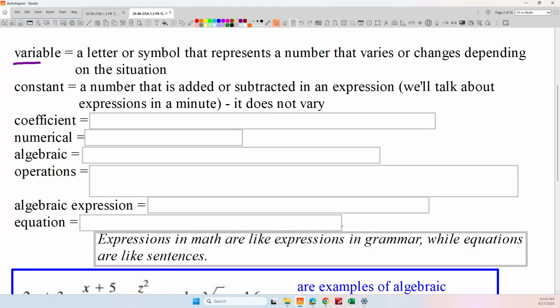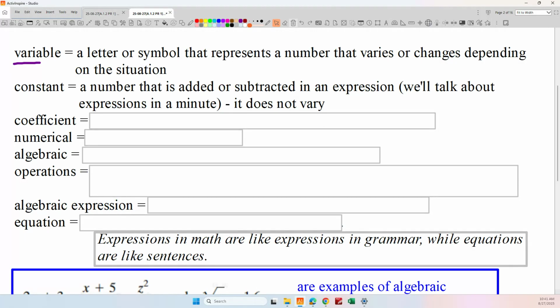What's an example of a constant? Yeah, the number 1. What's another one? Number 2. Anything that's just a plain old number is a constant, right? Pi would be an example of a constant. A constant could be a symbol, by the way, but if it's a constant and it's a symbol, it just means something that doesn't change.